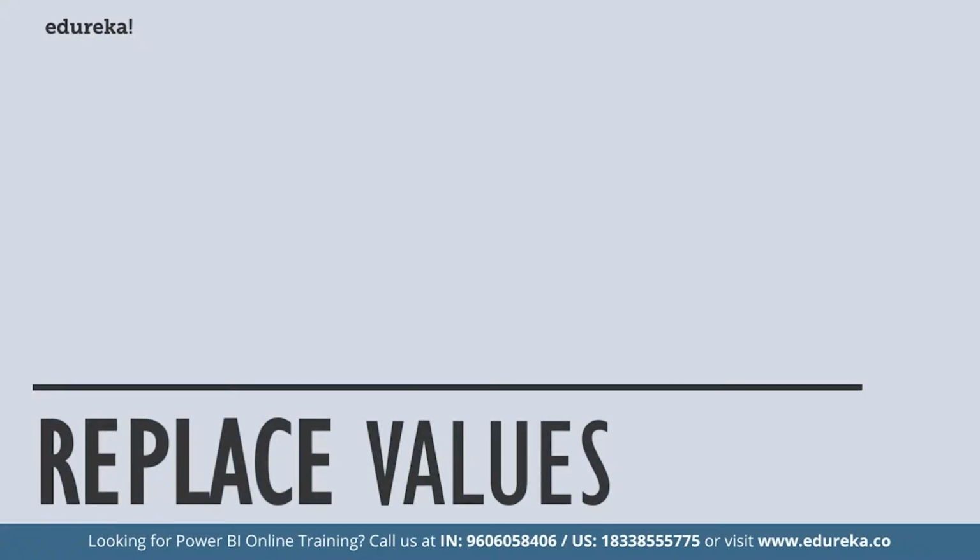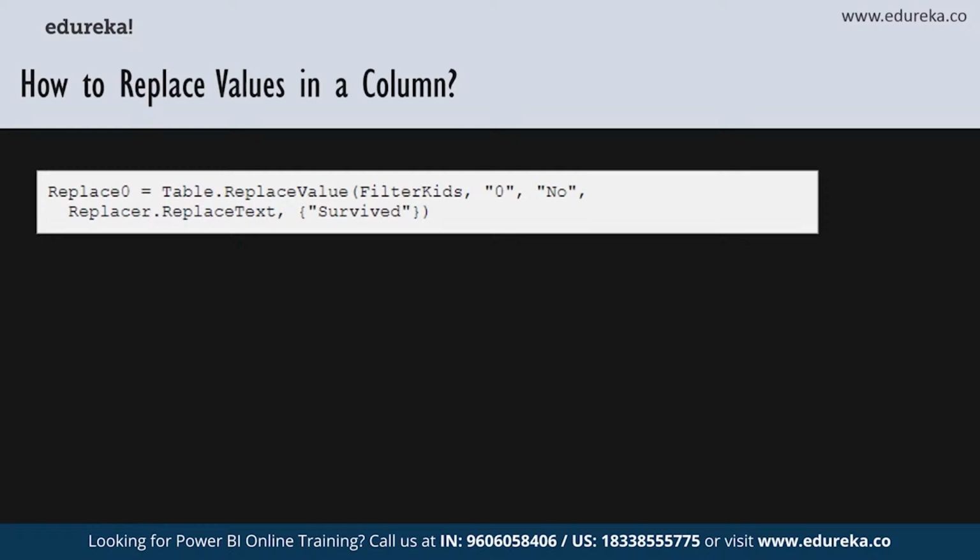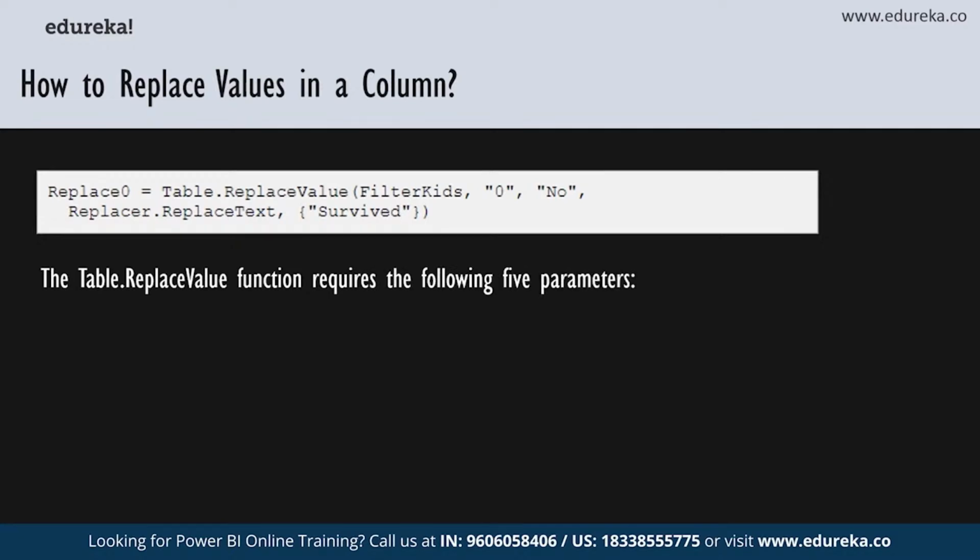Now, another handy transformation you might need to do at times is to replace one column value with another. For this example, you will be replacing the 0 value in the survived column with no and the 1 value with yes using the table replace value function. Now, kindly refer to the syntax that is shown to you and try to map the following elements that I'm going to discuss onto the syntax on your screen.